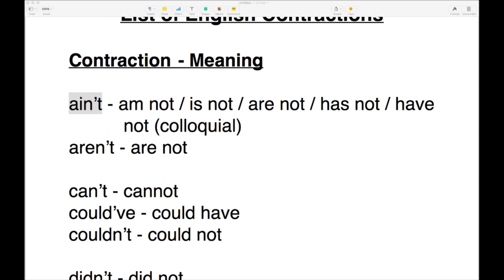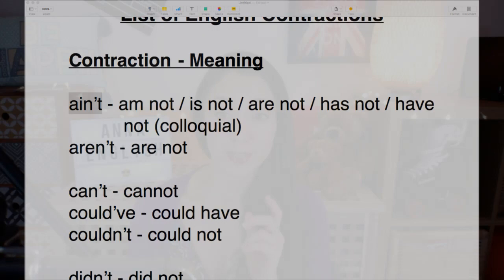However, you must understand that this particular word, ain't, is not necessarily grammatically correct, but you will hear it a lot in common music. For example, a song that I commonly sing and hear is the song Ain't No Sunshine. Ain't no sunshine when she's gone. And they also use a double negative, which is also not correct, but in music and in poetry, it's all about artistic license. So artists can break the rules if they want to.